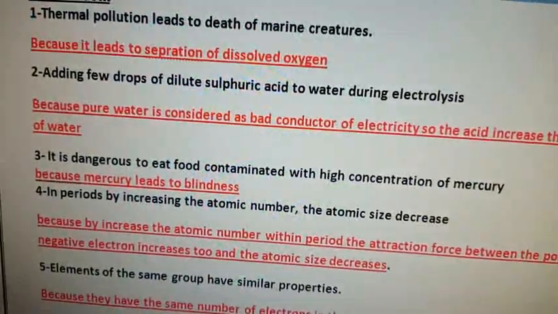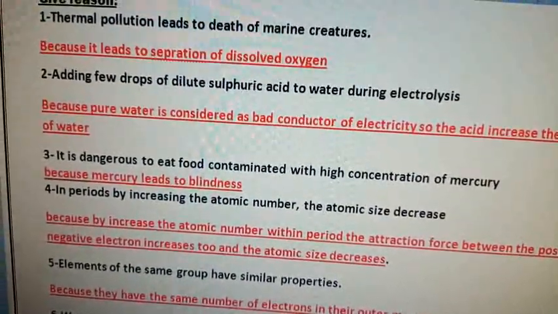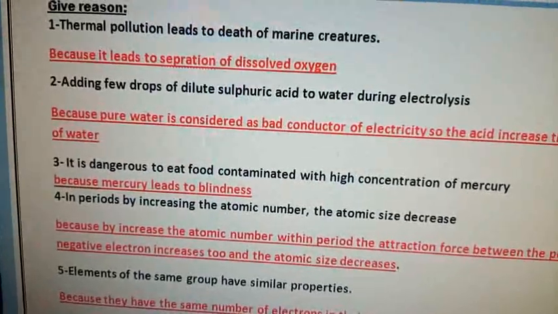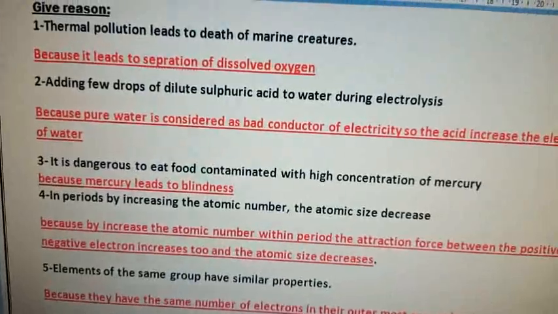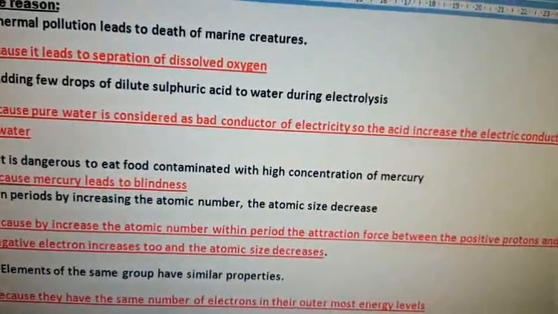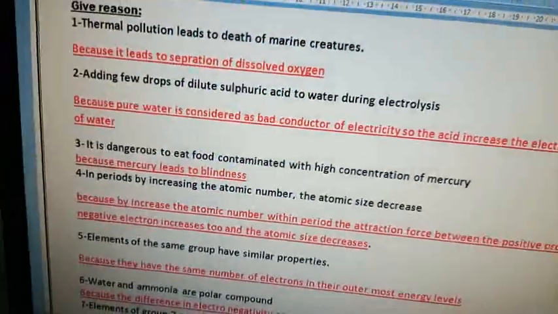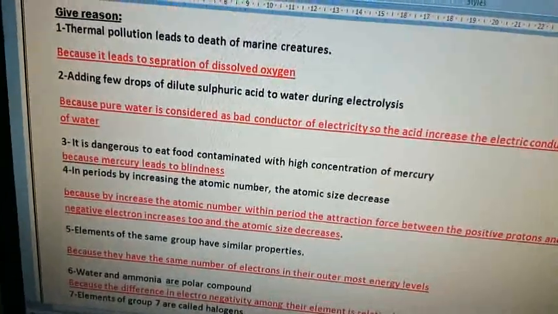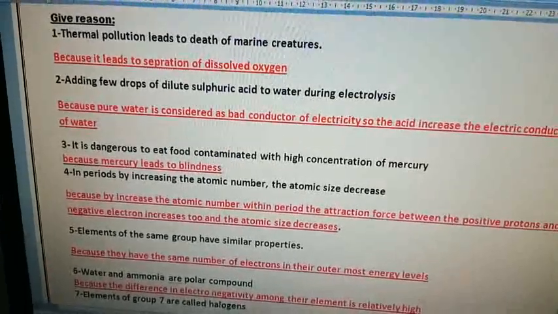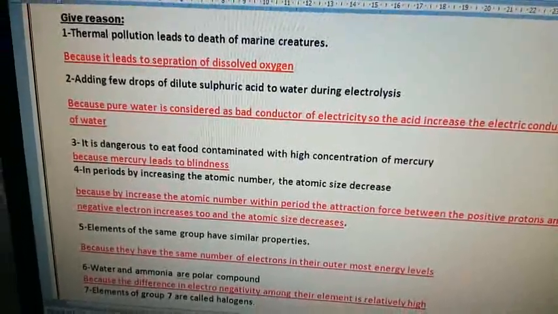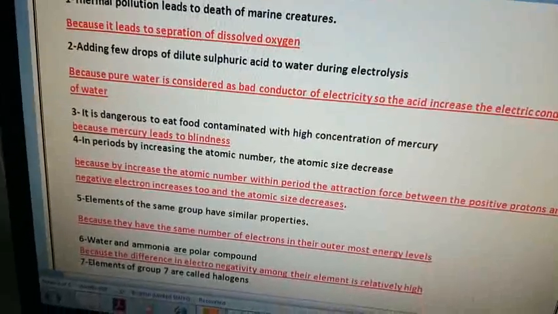Number 2, adding few drops of diluted sulfuric acid to water during electrolysis. That's why, because pure water is considered as a bad conductor of electricity. So, acid increases the electric conductivity of water. Number 3, it's dangerous to eat food concentrated with a high concentration of mercury. That's why, because mercury leads to blindness.